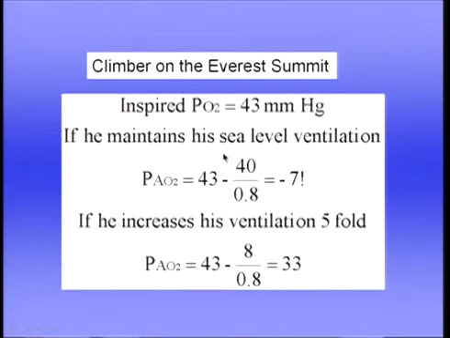So let's look at somebody on the summit. We can calculate the alveolar PO2 from the alveolar gas equation. The inspired PO2 is 43, as we said. Suppose he maintains his normal ventilation, so his PCO2 is 40. The respiratory exchange ratio may be 0.8 at rest. So that is 43 minus 50 gives us minus 7 millimeters of mercury.